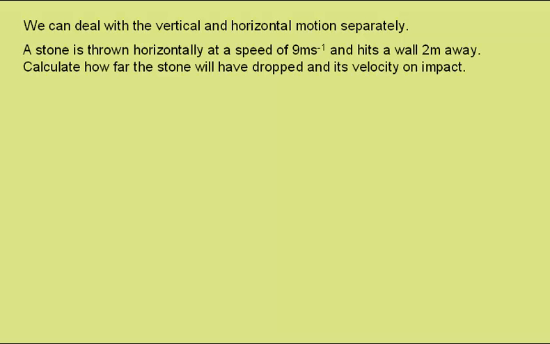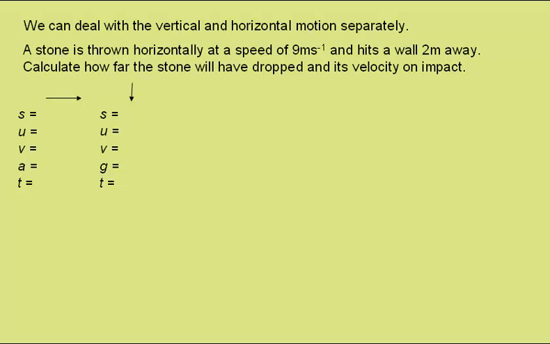A stone is thrown horizontally at a speed of 9 meters per second and hits a wall 2 meters away. Calculate how far the stone will have dropped and its velocity on impact. Well, as with all constant acceleration problems, I'll start by writing down SUVAT, but I'm going to specify that this is in the horizontal direction. I'll also write down SUVGT, where the acceleration is the acceleration due to gravity g. This, I'll specify, is in the downwards direction.